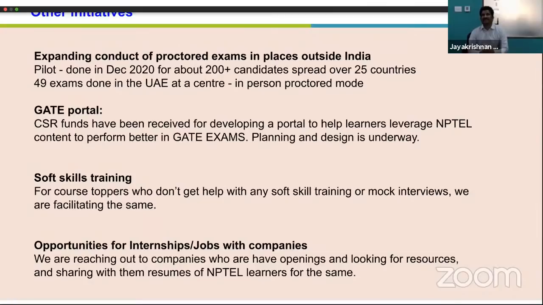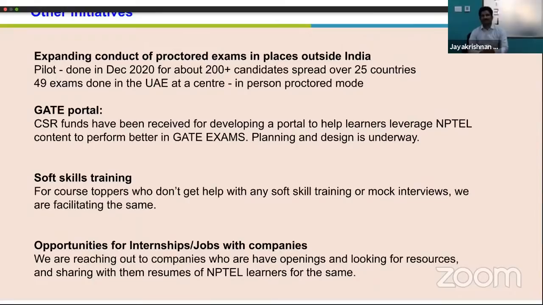One of them is we started conducting exams outside of India. We started doing proctoring remotely, and we started doing exams outside of India, which is an interesting thing to update you on. We have done it for 200 plus candidates across 25 countries, and for 49 exams. Similarly, we are in the process of developing a GATE portal with CSR support from a company, and very soon you will see a GATE portal for GATE preparation from our side.